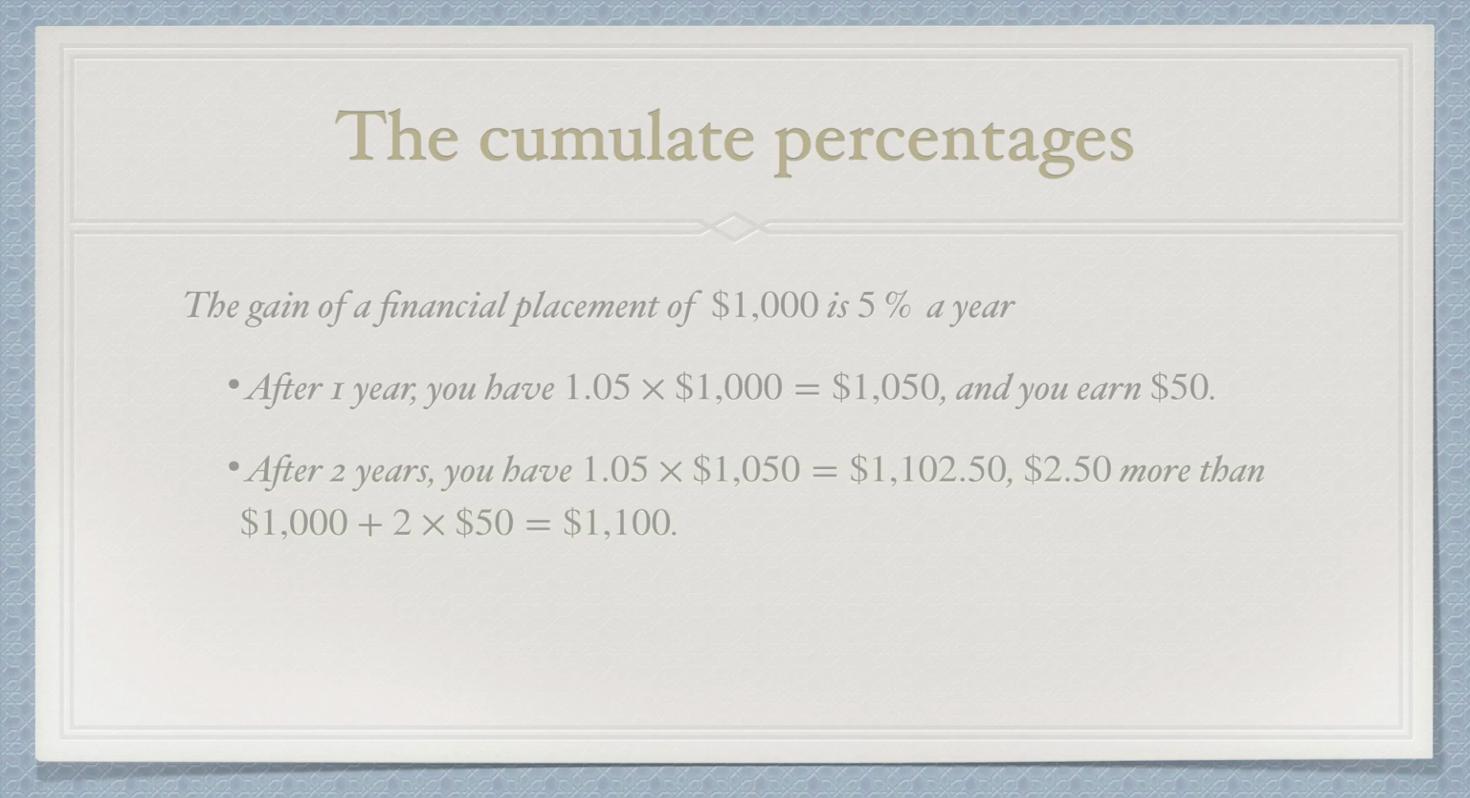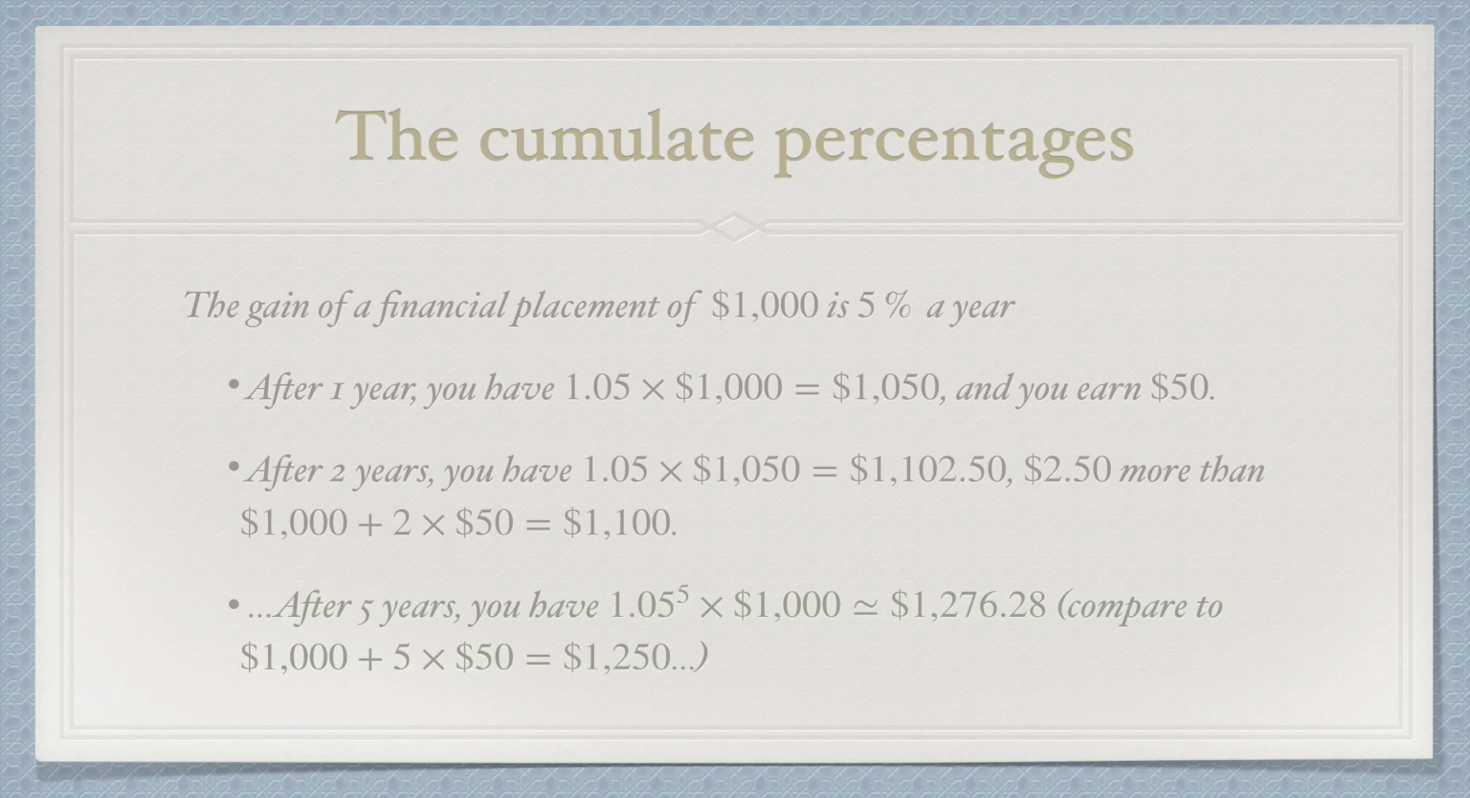After 2 years, you have 1.05 multiplied by $1,050, that is $1,102.50, that is $2.50 more than 1,000 plus 2 times $50, that is only $1,100. It is more than 2 times the gain of the first year.